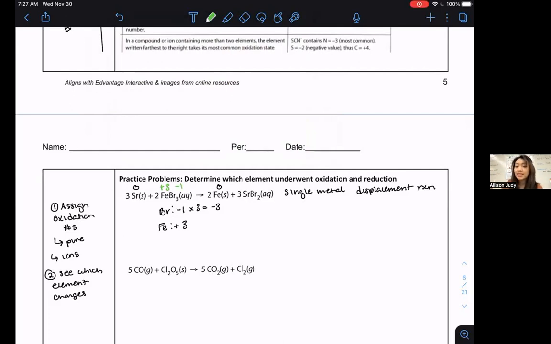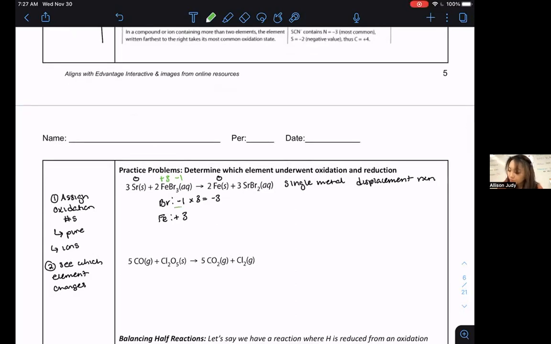Be careful not to take the sum of your ion charge when trying to figure out another ion in a bond and put that as the oxidation state of the single element. Okay, we still want to isolate the single element's oxidation state. All right, and then we move on to the product side.